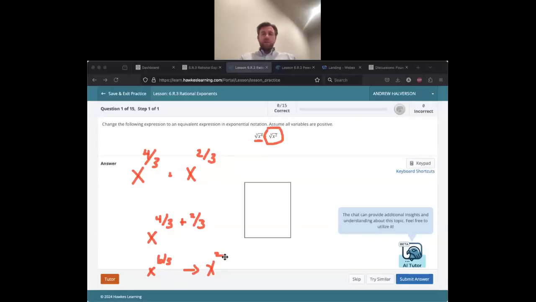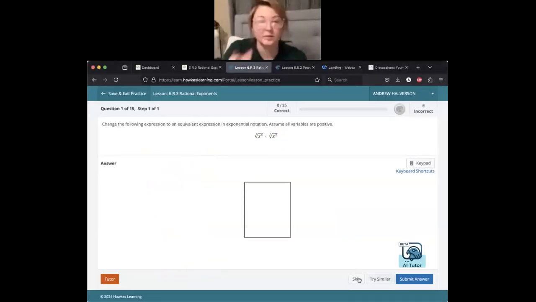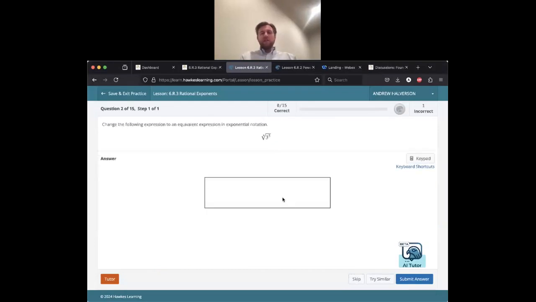Cool beans? Cool beans. No, it's not too terrible. It's just weird looking. You know, fractional exponents and all that stuff. It's just odd.